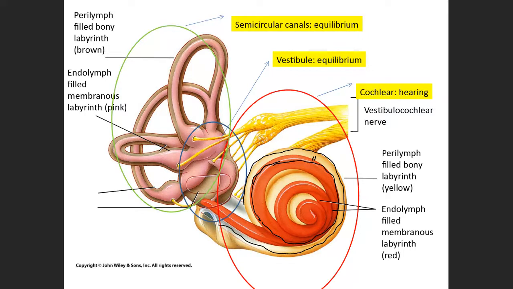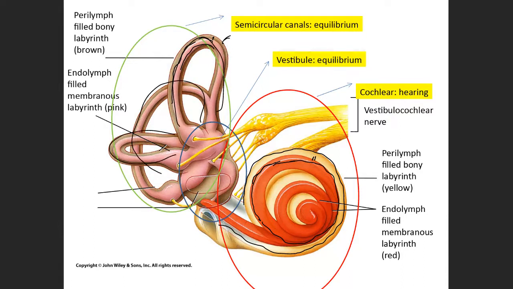Here they're trying to depict the same thing. This outer area is made of bone. There's a little bit of a space filled with fluid, and then this pink structure that has exactly the same shape as the bone is the membranous structure. So the whole inner ear is made in that manner. The semicircular canals are these arches here.